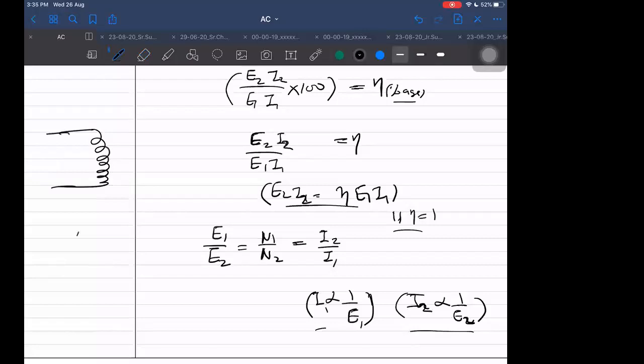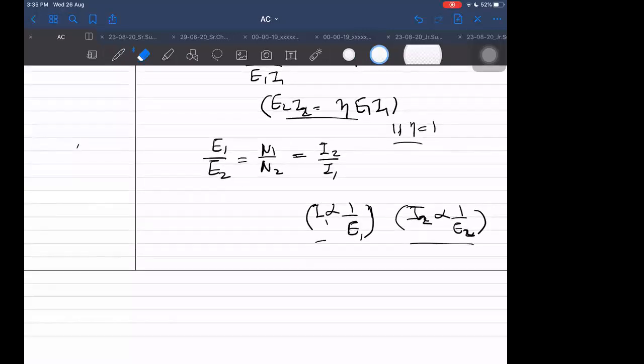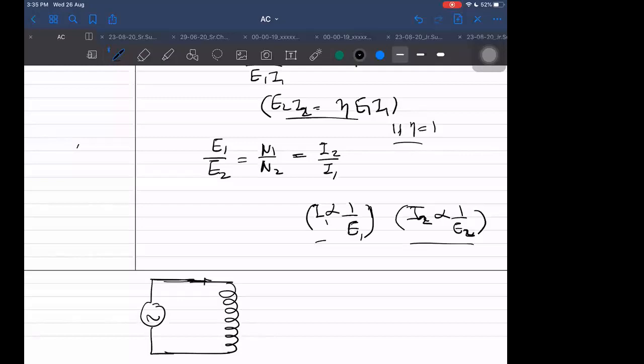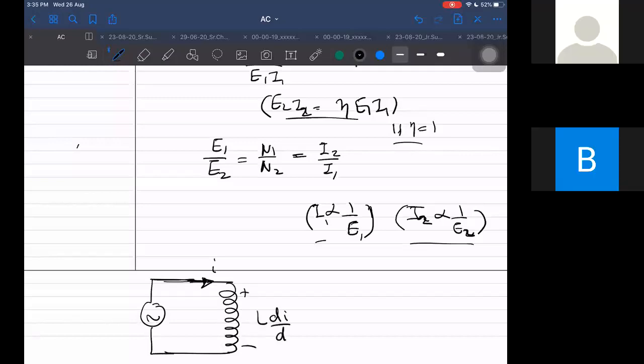But somebody may still not get satisfied that how it is possible. Let me explain in another way, then you will understand. Here is an inductor, and it has current I, and L into di by dt is equal to the voltage across it. Let us call it E1. It is I1. It is L1.